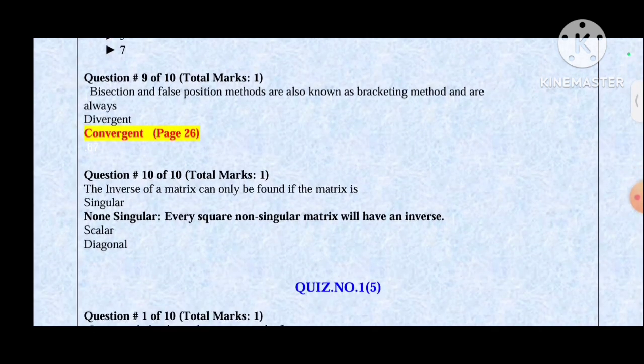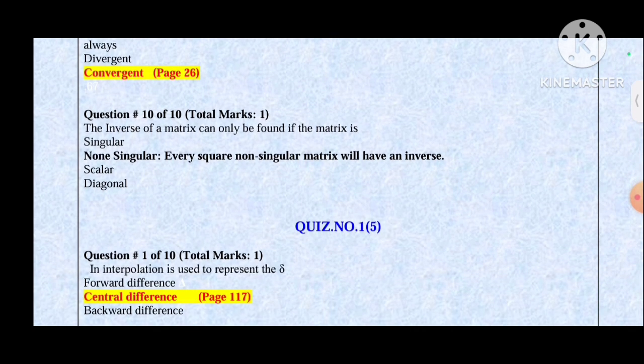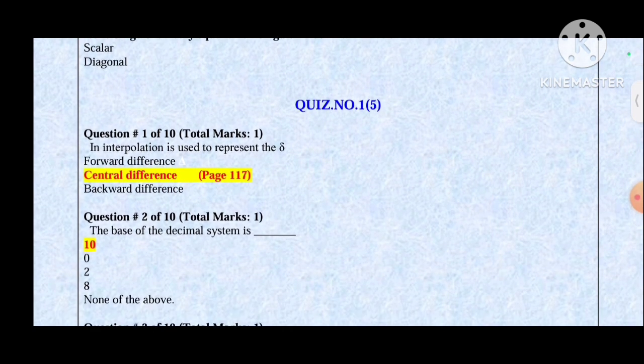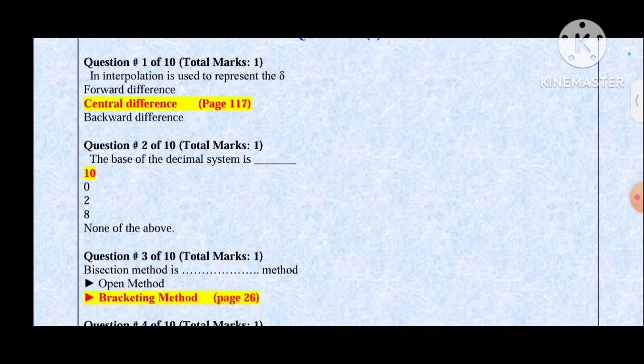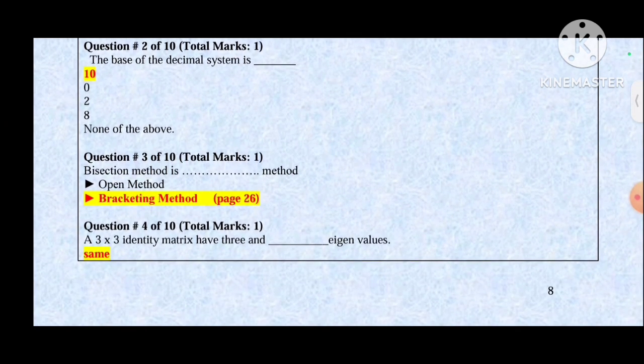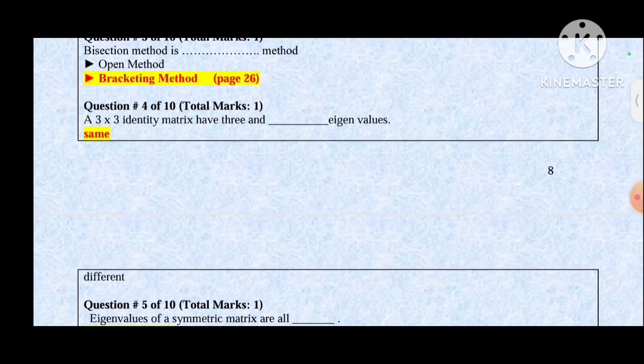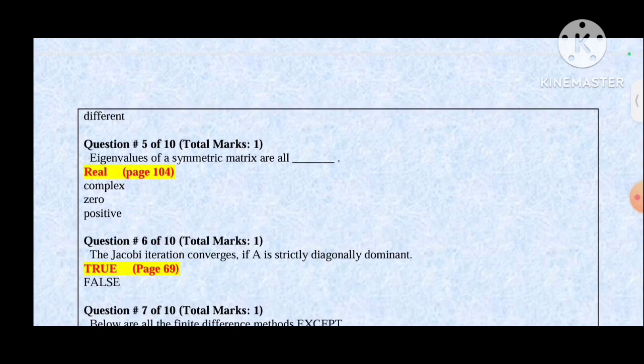Bisection and false position methods are also known as bracketing methods and are convergent. The inverse of a matrix can be found if the matrix is non-singular. Interpolation is used to represent the data, like central difference. The base of the decimal system is 10. The bisection method is a bracketing method. A 3 by 3 identity matrix has 3 same eigenvalues.